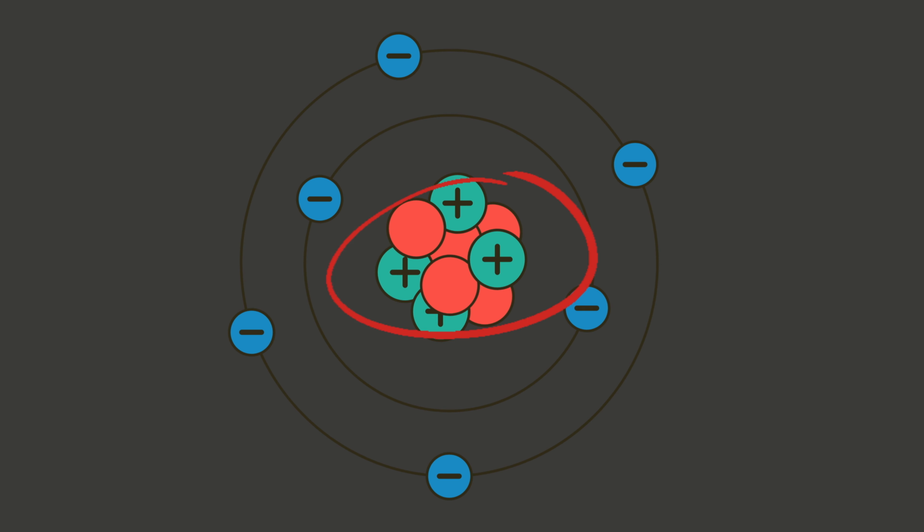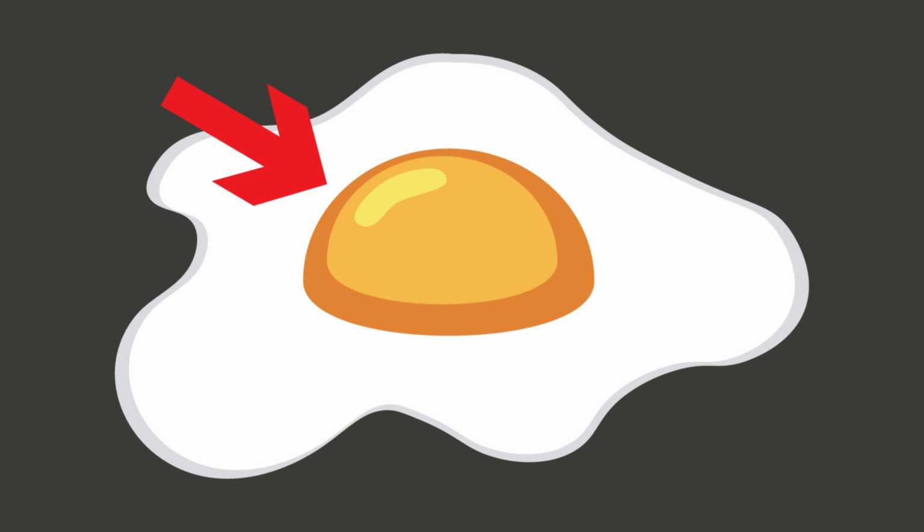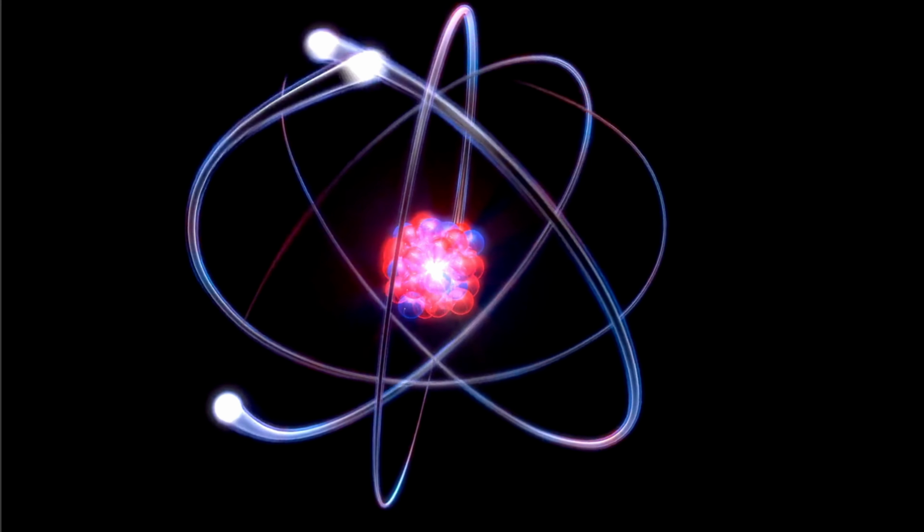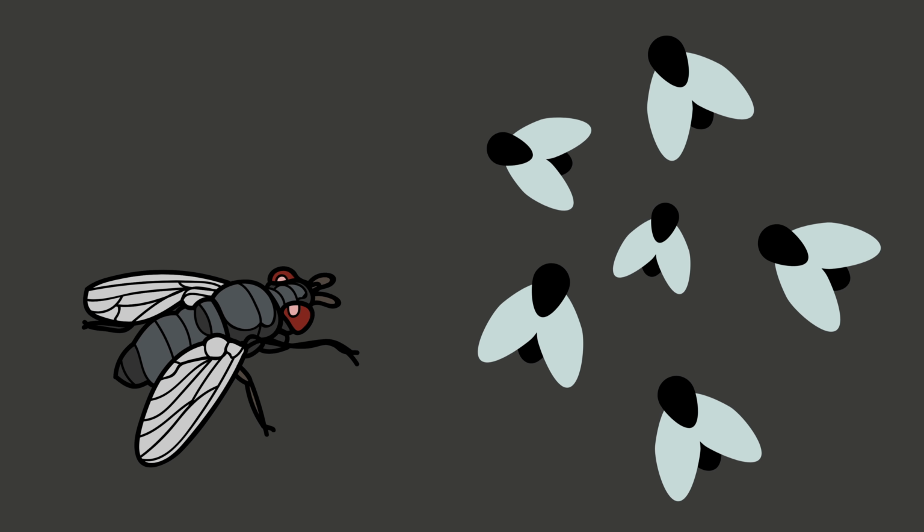The center of the atom is called the nucleus, like the yolk in an egg. It's packed with protons and neutrons. Electrons, on the other hand, zoom around the nucleus so fast it's like trying to catch a buzzing fly. You can't really pin down their exact spot.